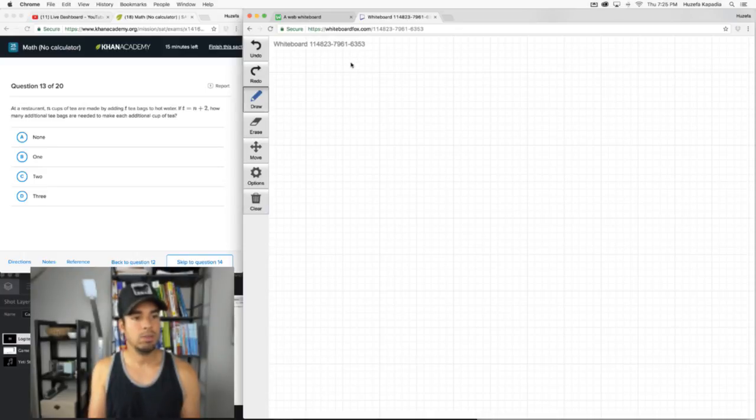At a restaurant, n cups of tea are made by adding t tea bags to hot water. If t equals n plus 2, how many additional tea bags are needed to make each additional cup? Now, let's think about this. We've got n cups of tea. This is where it gets tricky. n can't even equal 1 until t equals 3. This means that we don't even have a full cup of tea until we have 3 tea bags.